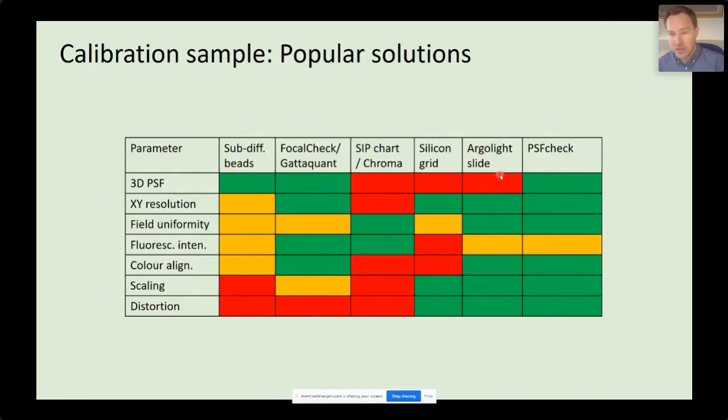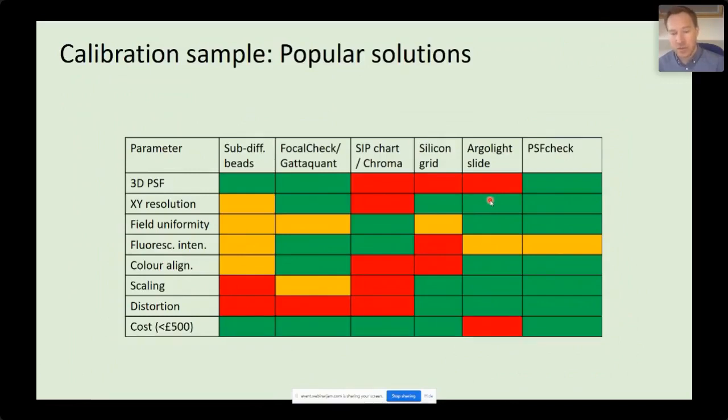Here, the Algalite slide, for example, is able to quantitatively measure many of these parameters. But the extra parameter that we have at the end, in order to ensure that everybody can take advantage of these different standards, is cost. This is something that for many labs, these types of standards, these slides, need to come from consumables budgets, and therefore must be kept within a reasonable cost. And that's something that we can achieve with PSFcheck, is to measure many of these parameters at reasonable cost.